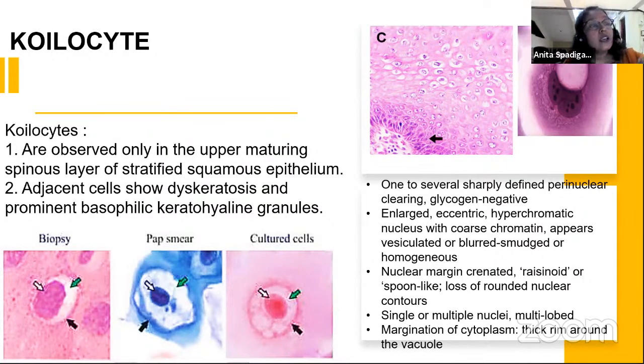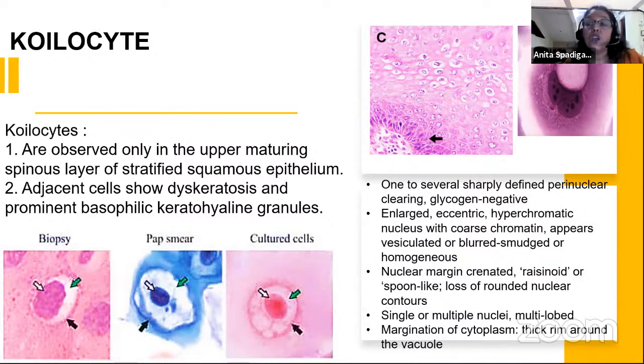So we find that the expression of the viral genes and the viral replication is linked to this differentiation or maturation process of the epithelium. So when it comes to HPV, koilocytes are observed in the upper maturing spinous layer of the stratified squamous epithelium. So you're looking at stratum spinosum and stratum granulosum. That's about the level where you would see these koilocytes. The cells adjacent to the koilocytes will also show some changes that will draw your attention to the presence of these cells.